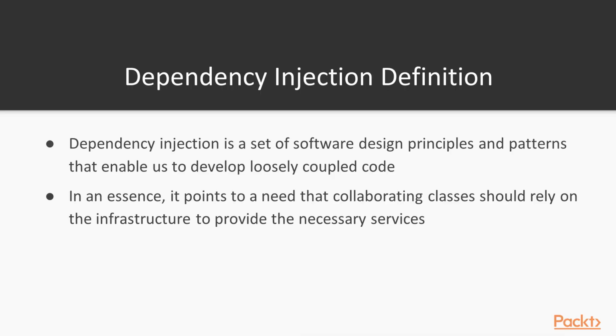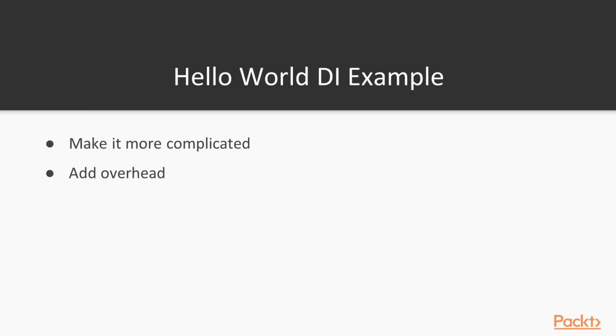Finally, let's define dependency injection. Dependency injection is a set of software design principles and patterns that enable us to develop loosely coupled code. In essence, it points to a need that collaborating classes should rely on the infrastructure to provide the necessary services. This means that for every class we are developing that has some dependencies, our infrastructure has an obligation to provide those dependencies to us.